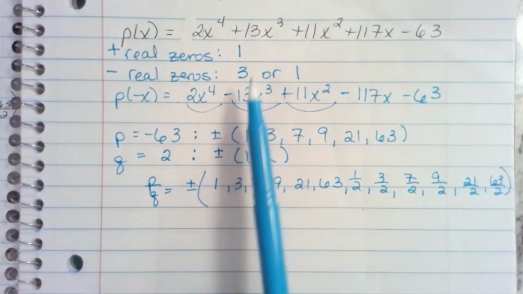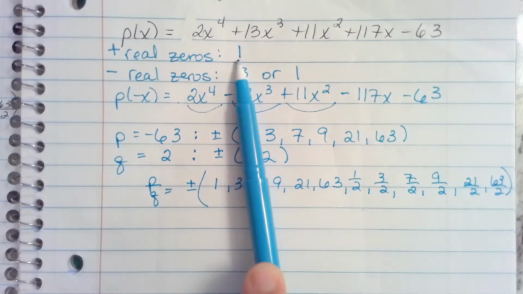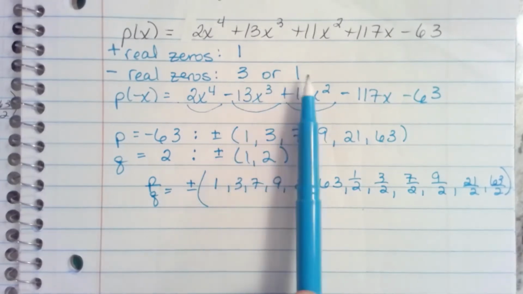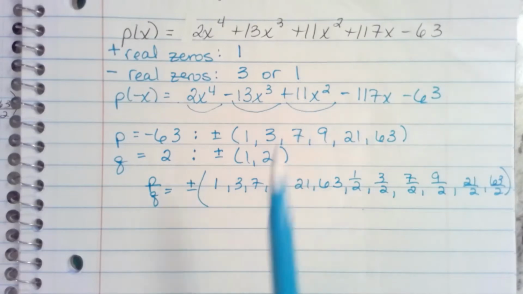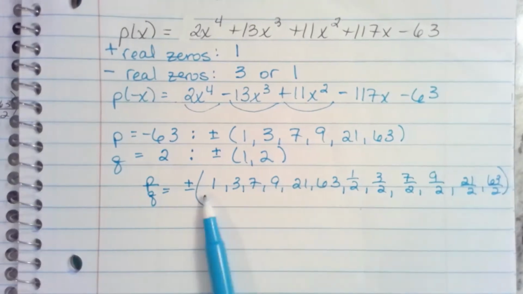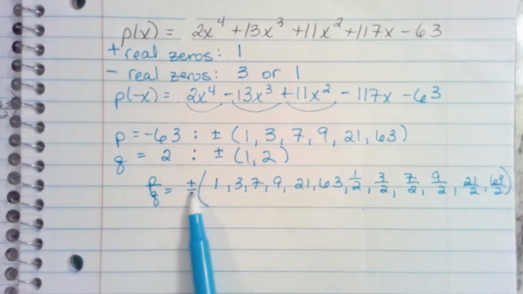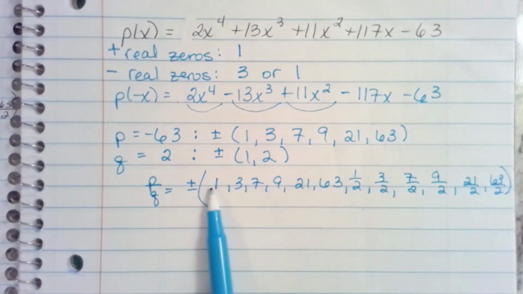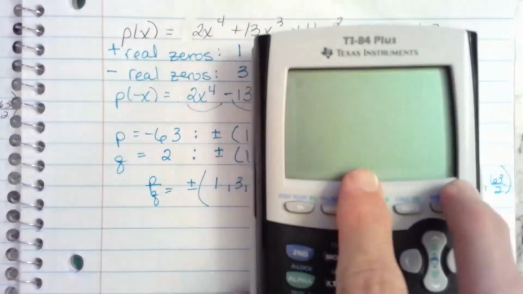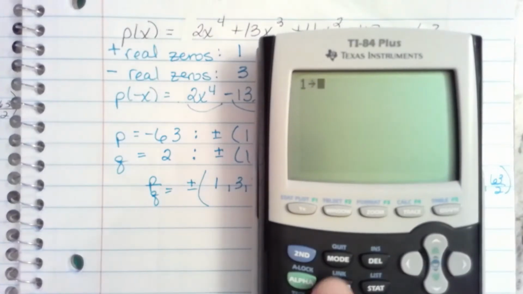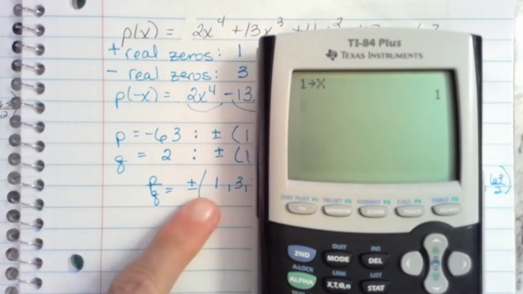Now remember, there's only going to be one positive one, and there's either going to be 3 or 1 negative ones. So in this list, we can either work with negative ones, so like try negative 1, see if it works. We could try positive ones. I actually want to show you something whenever we try some of the positive ones. So let's try the first one in the list, which is a positive 1. So I'm going to do 1 store x enter. So I'm trying this 1 right here.